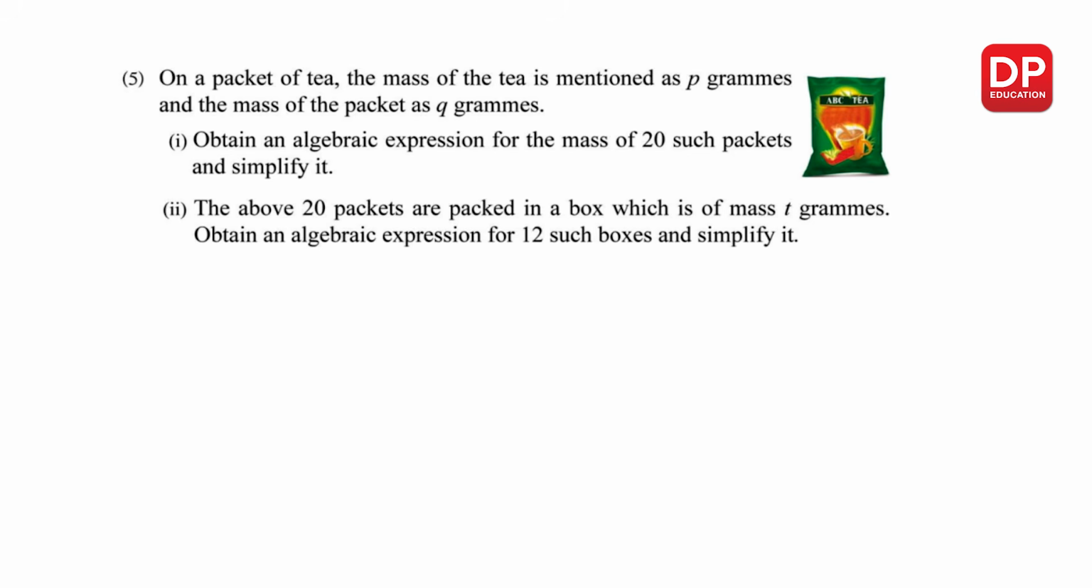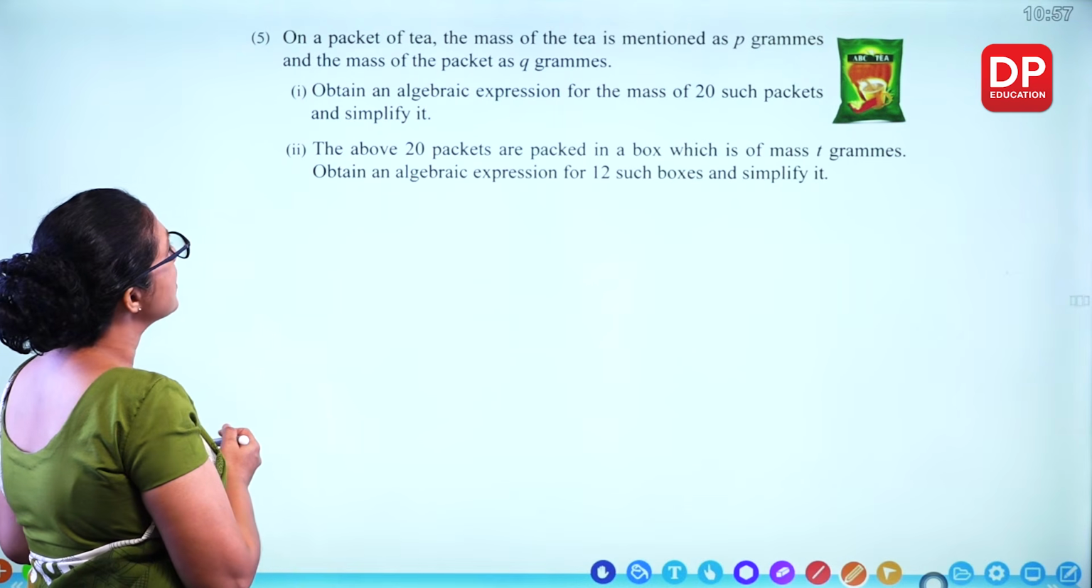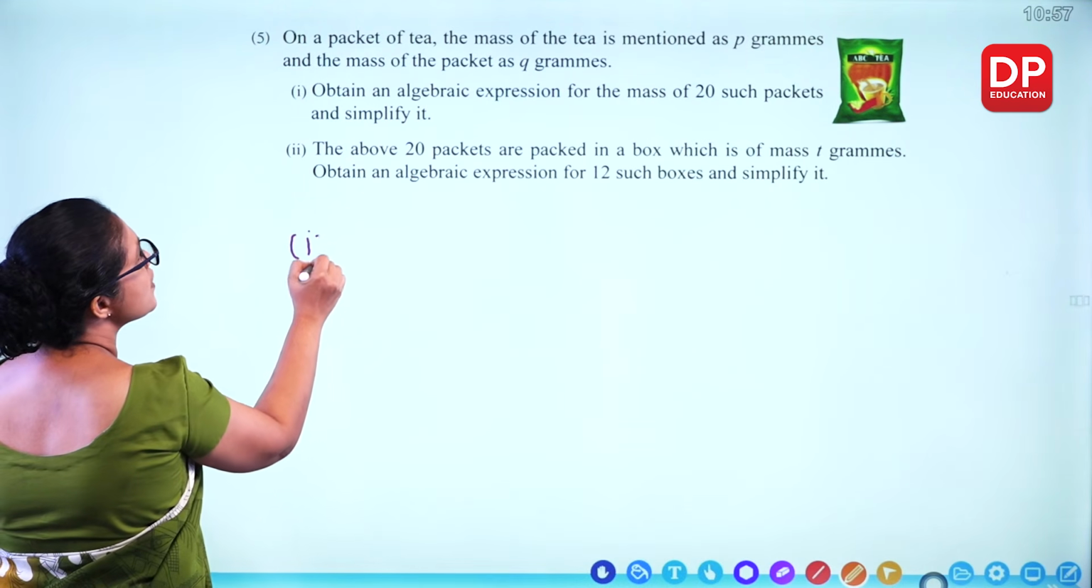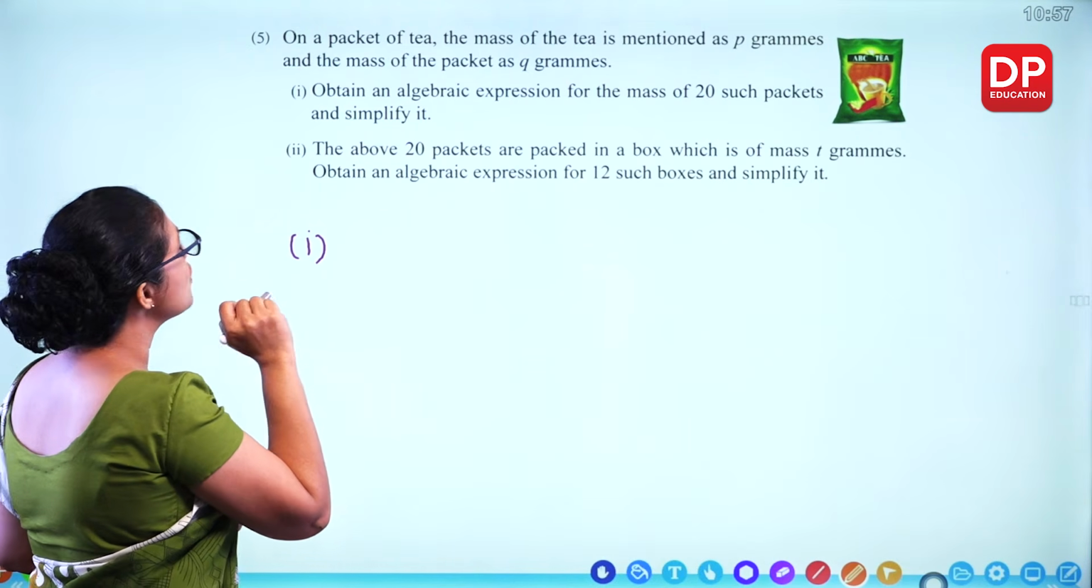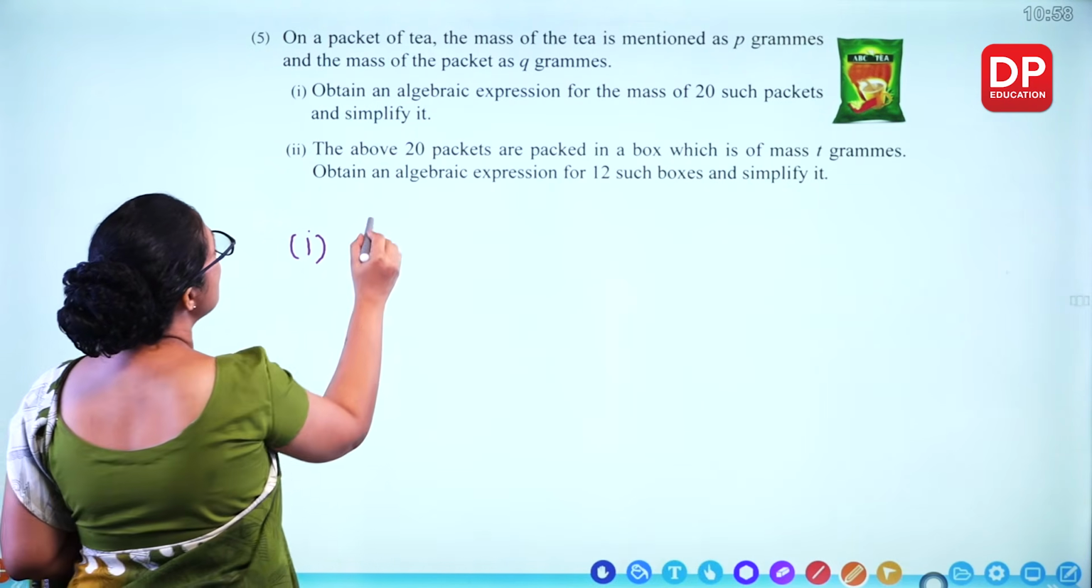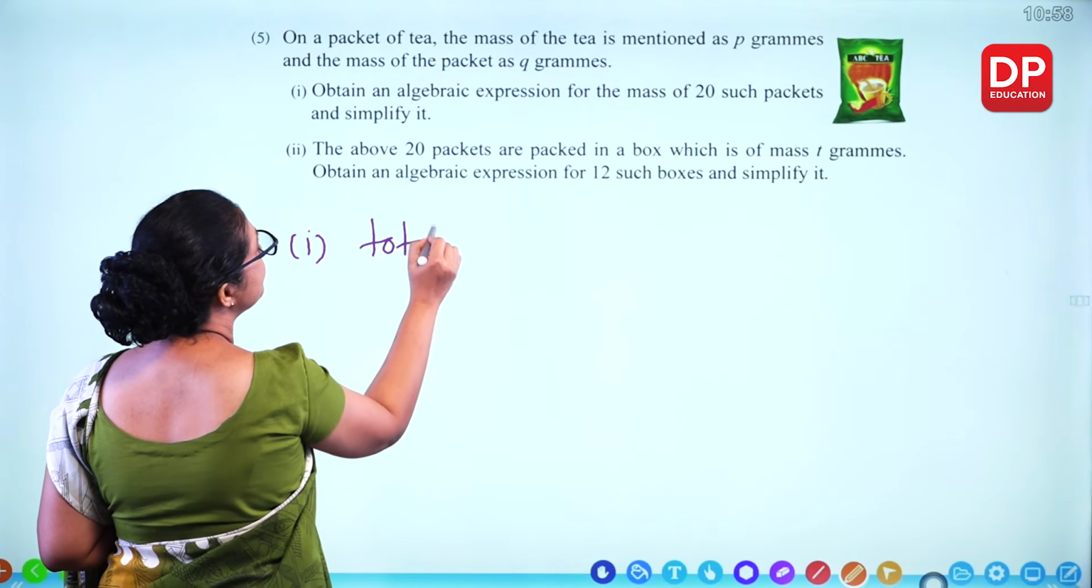Question number 5. On a packet of tea, the mass of the tea is mentioned as p grams and the mass of the packet as q grams. Obtain an algebraic expression for the mass of 20 such packets and simplify it. So, what's the total mass for one packet?